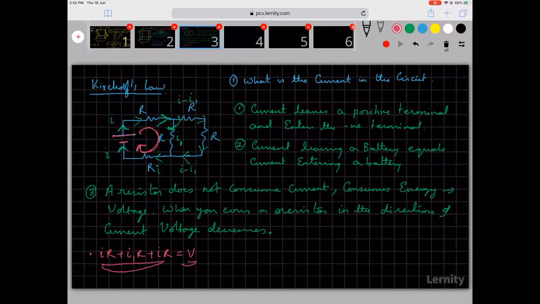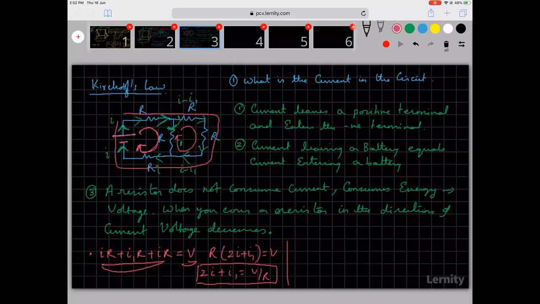If I write this as an equation, I'll get R into 2 times I plus I1 is equal to V, or 2 times I plus I1 is equal to V by R. There are two unknowns, so I need one more equation. So I look for one more loop. I can go for this big loop here, or I can go for the small loop. I will go for the small loop.